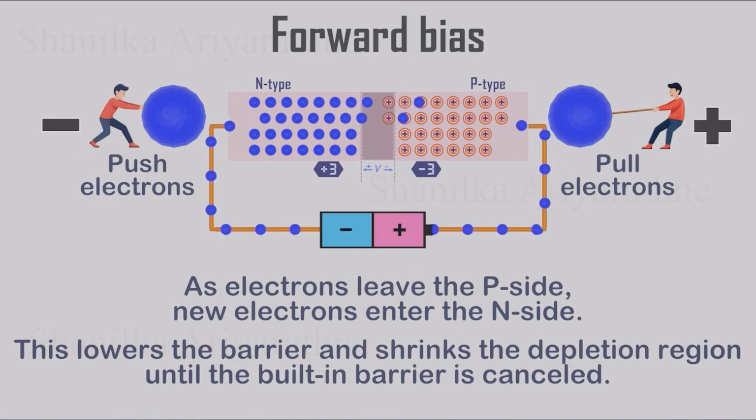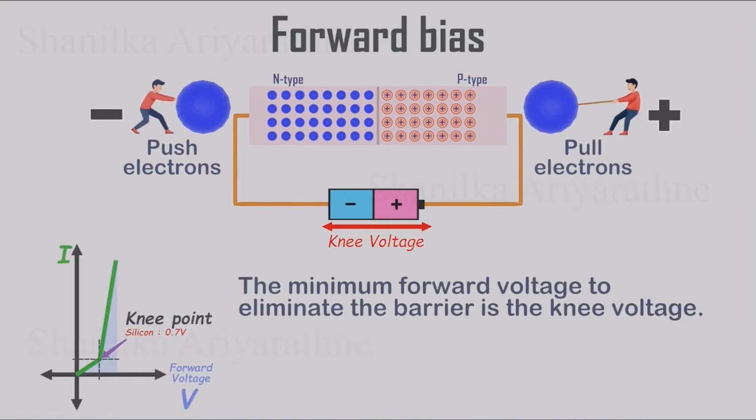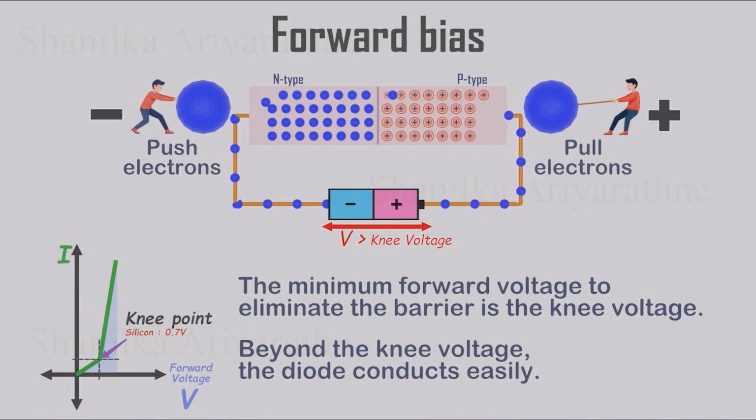Bit by bit, the depletion region becomes thinner. At a certain point, the external voltage completely cancels the internal barrier. The minimum forward voltage needed to do this is called the knee voltage, or cut-in voltage. Beyond this point, the diode behaves almost like a normal conductor, allowing current to flow easily.